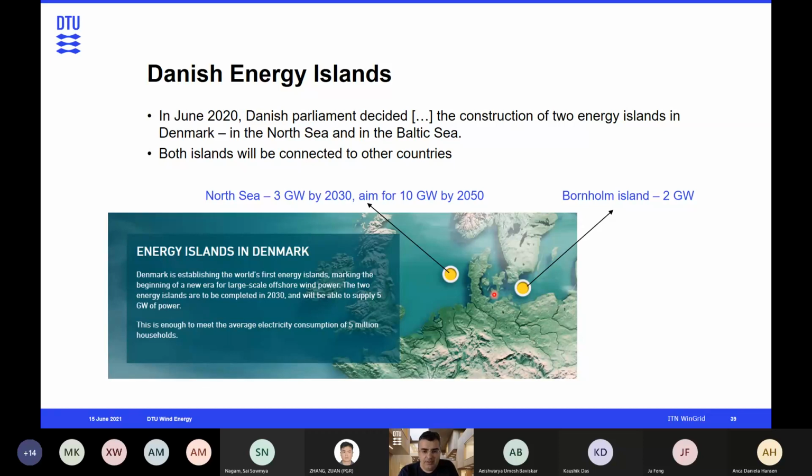Yeah, and the one in the Baltic Sea is 2 gigawatts, but the one in the North Sea is going to have 3 gigawatts installed capacity initially, but then it should be able to be expanded to 10 gigawatts by 2050, which I think is already very, very large. When completed like that, it's probably going to be the largest power plant, if you see it as a single power plant, in Europe. So very important projects.